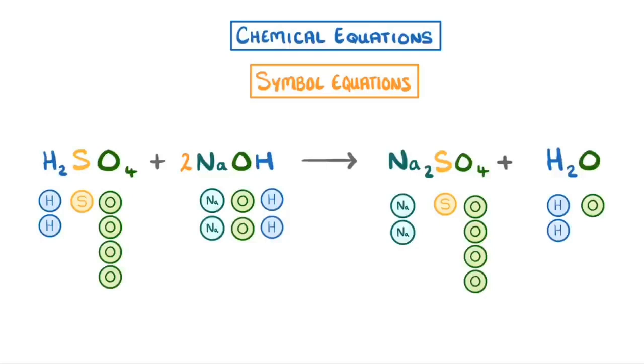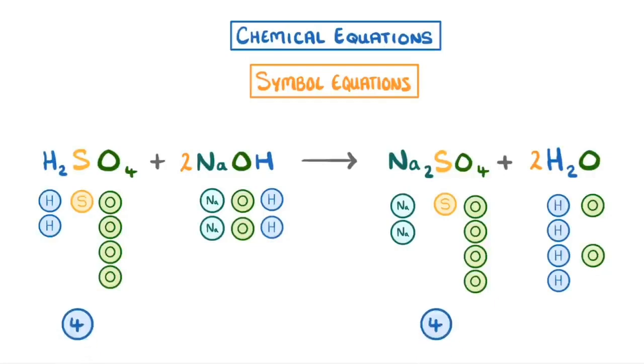Then if we count all of our atoms again, we can see that we need 2 more hydrogens and 1 more oxygen on the right-hand side. This is a pretty common problem to have, and we can fix it by adding 1 more water molecule to the right. As always, when you think you're done, just double check to see if it's balanced.